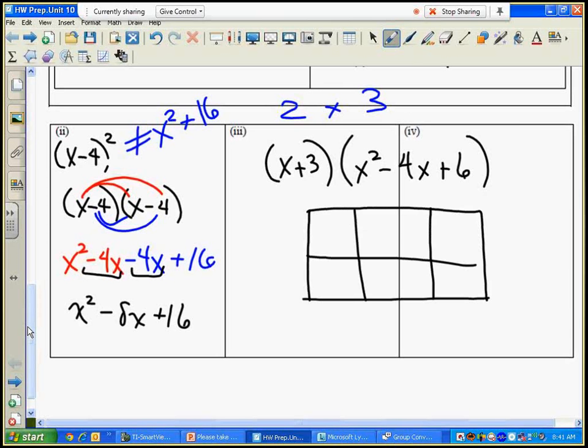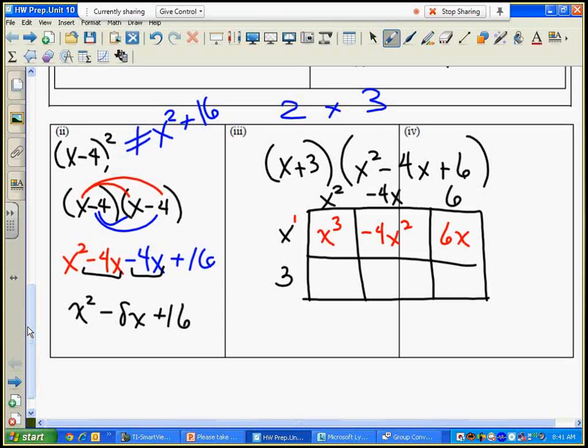Now I dress my box with the terms that I see. The 2-termer obviously has to go here, so here's x and 3. The trinomial is obviously going to go here. Notice the negative I put for the 4x because it's being subtracted. Now I'm going to multiply to get in, add to get out. x times x squared, that's x to the 3rd. x times negative 4, that's negative 4x squared. x times 6 is 6x.